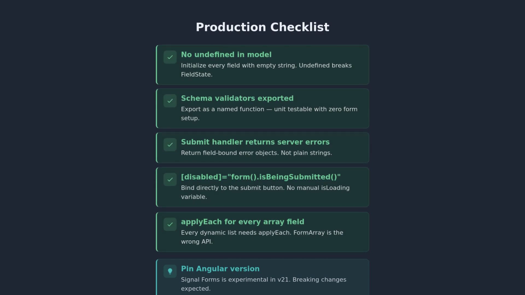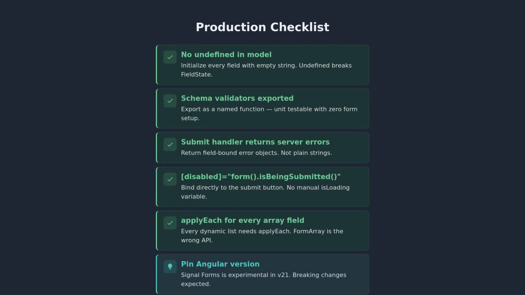Before the bonus I promised, the production checklist. No undefined in your model, use empty string. Schema validators in a separate exported function for unit testing. Submit handler returns server errors. Disabled binding on the submit button. applyEach for every array field. Angular version pinned. This API is experimental in 21.